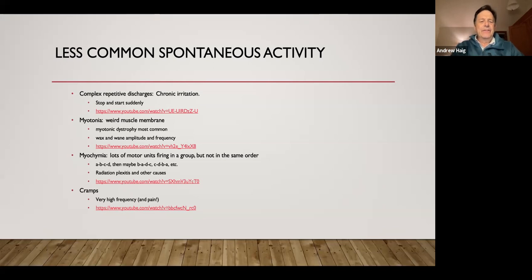And myokymia is interesting. I think of it most when I think of radiation plexitis. When you see that, it makes you think less of metastatic cancer and more about radiation plexitis as a cause of arm pain, right? But it occurs with other nerve and muscle diseases, nerve diseases. Cramps, you won't see much, but if somebody's leg or arm truly cramps while you have a needle in it, A, they hurt a lot, so pull the needle out and let them stretch. But there's a very, very high frequency discharge with those.